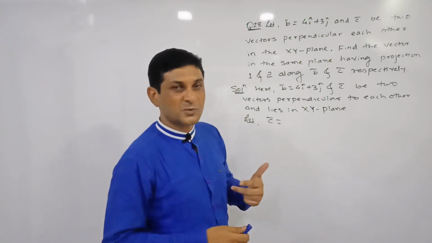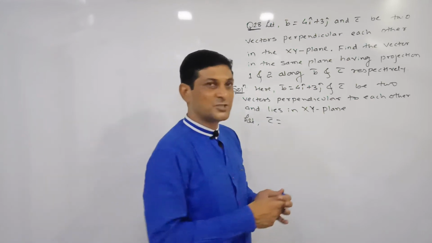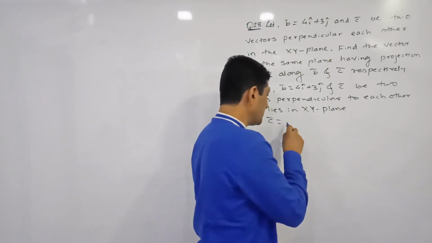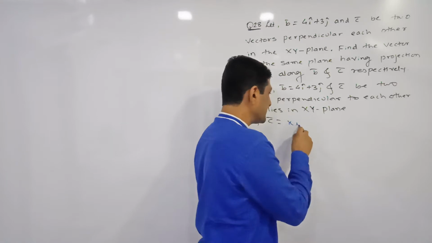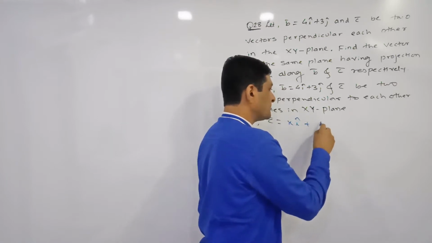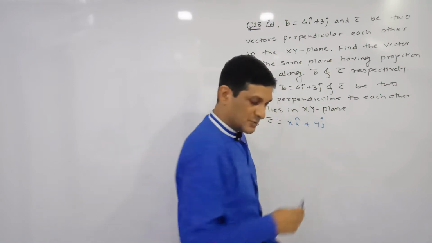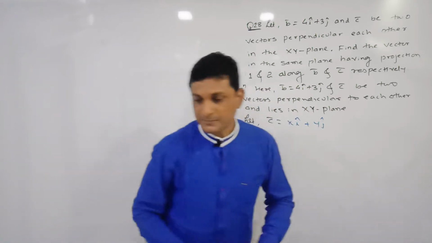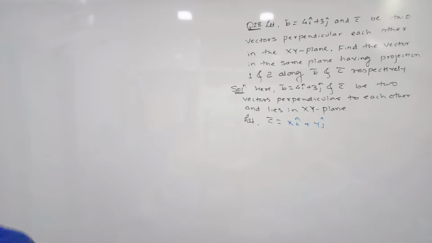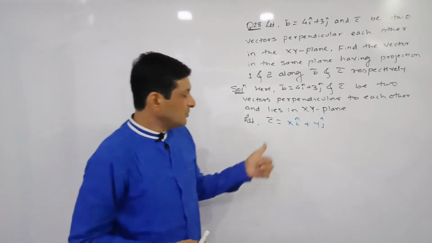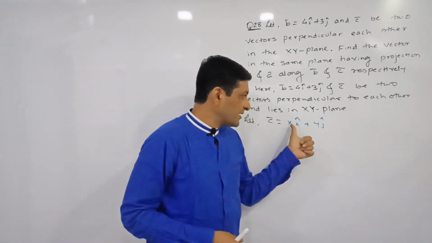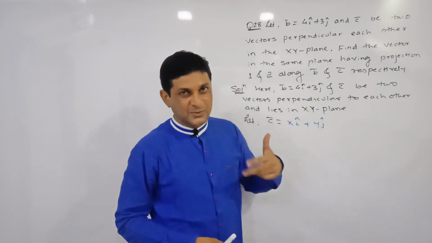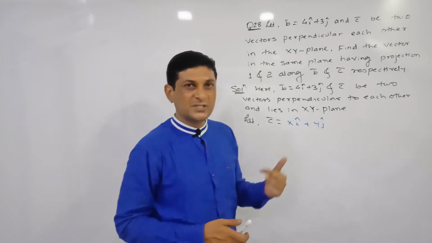We don't know the coefficients of i cap and j cap. Let us denote the coefficient of i cap by x and the coefficient of j cap by y. So to find the value of C bar, we will require the values of x and y. Let us try to find these values using the given condition.